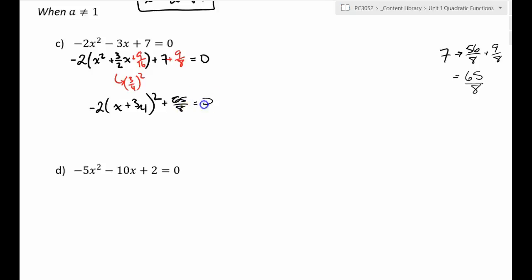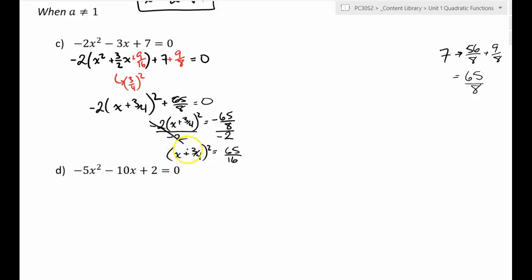65 eighths equals 0. I'm going to move this fraction onto the other side. So I've got minus 2 x plus 3/4 squared equals negative 65 eighths. I'm then going to divide by that negative 2. I want to get rid of that coefficient now. So I'm left with x plus 3/4 squared equals, and so this is like I'm multiplying by 1/2 is another way of thinking about it. So this is going to turn into 65/16.